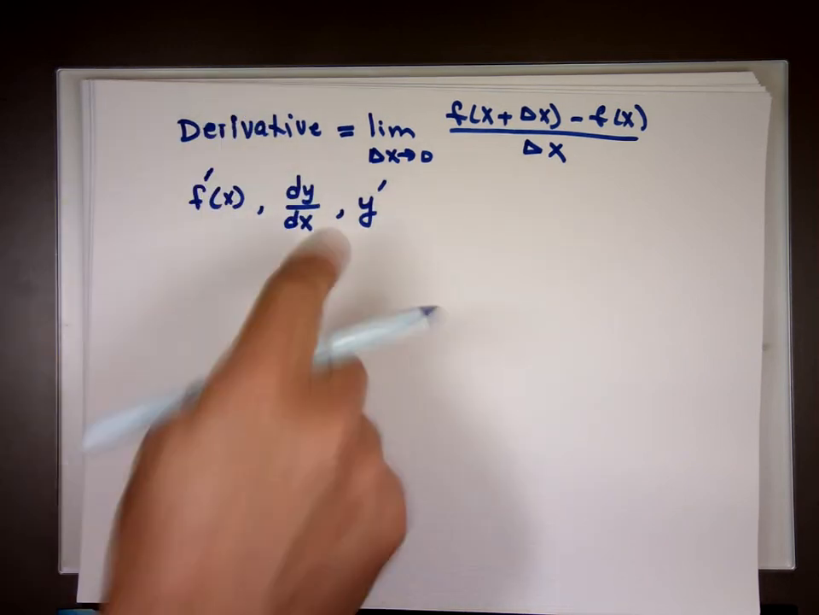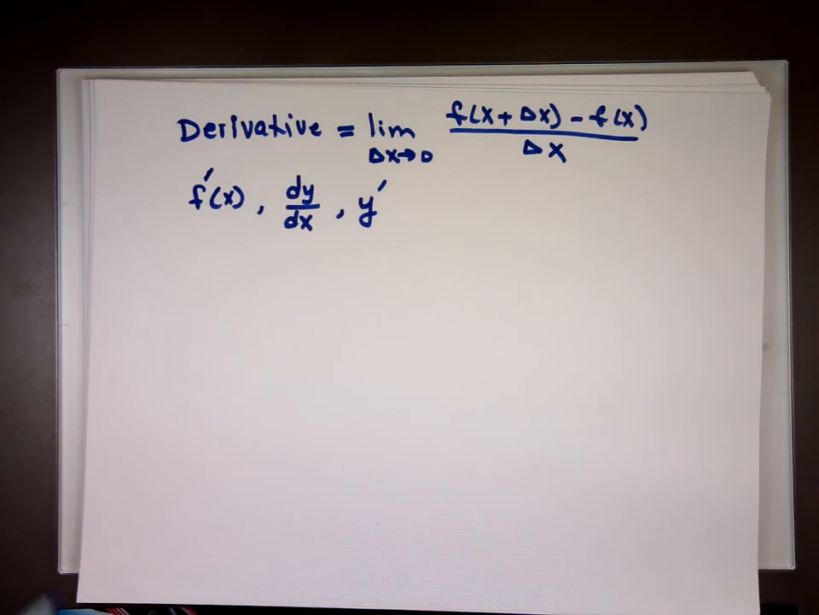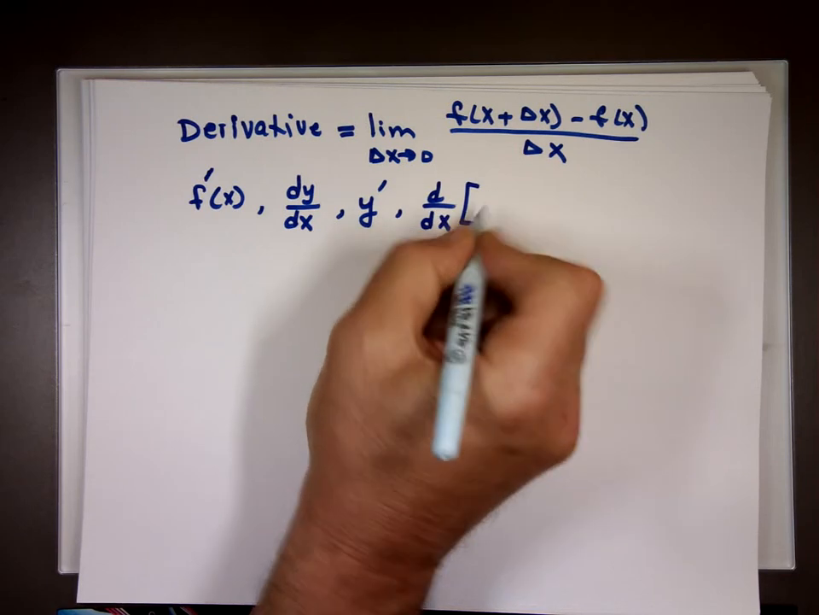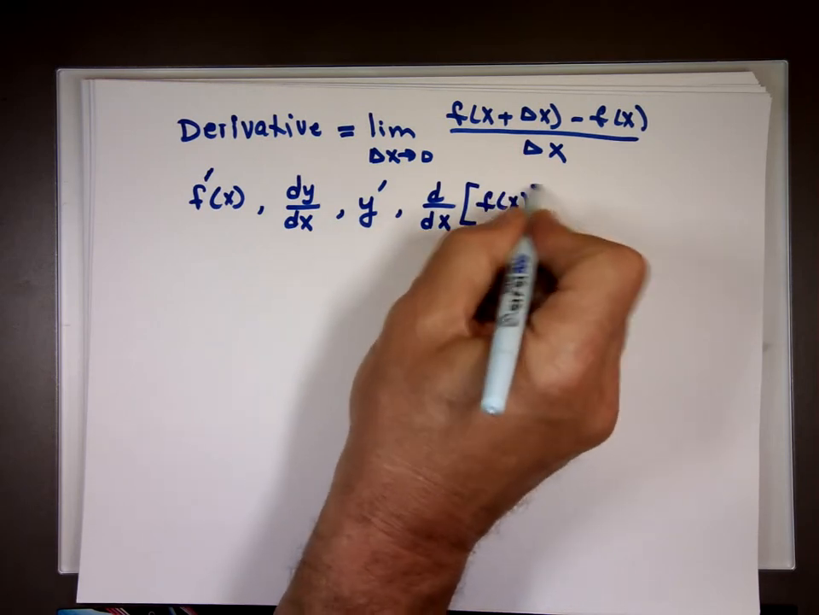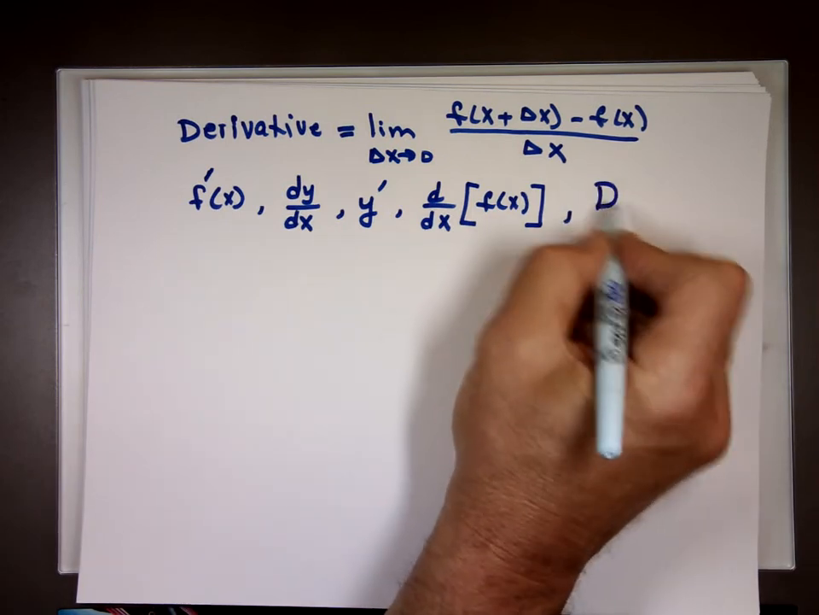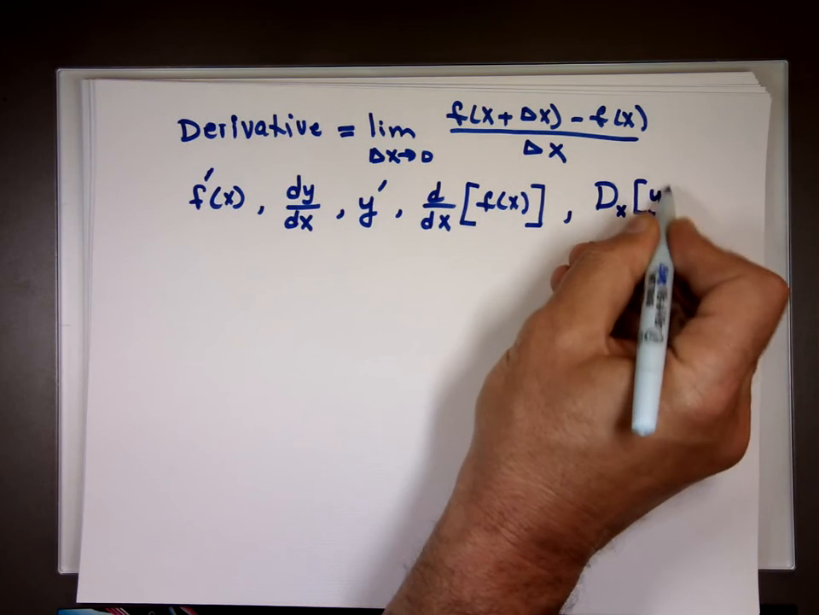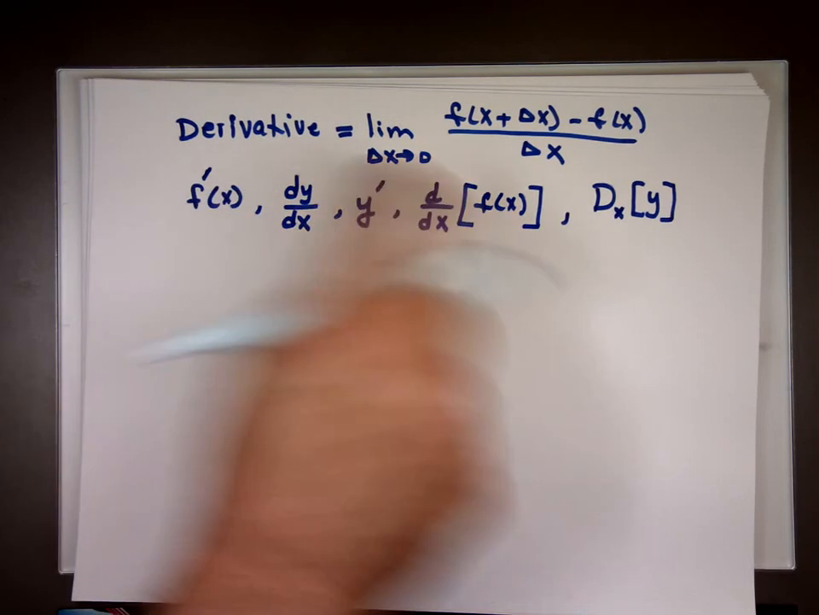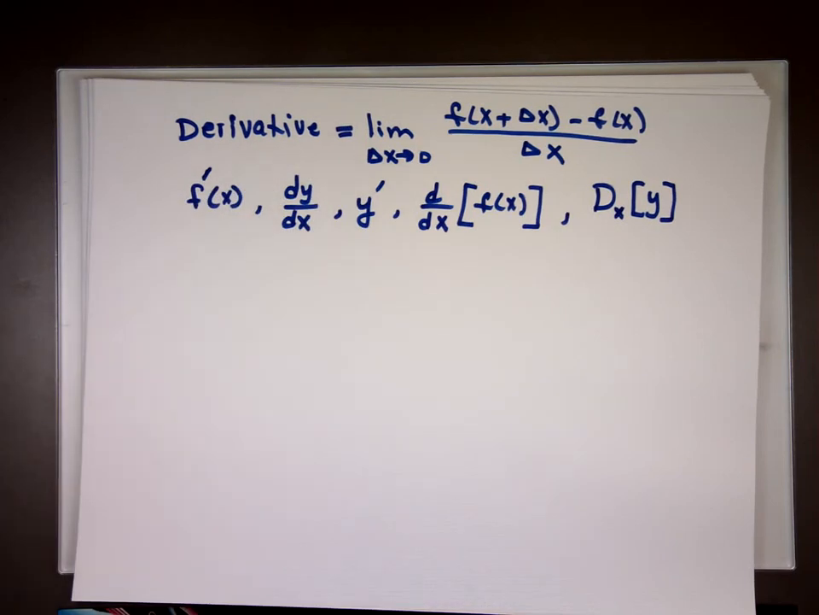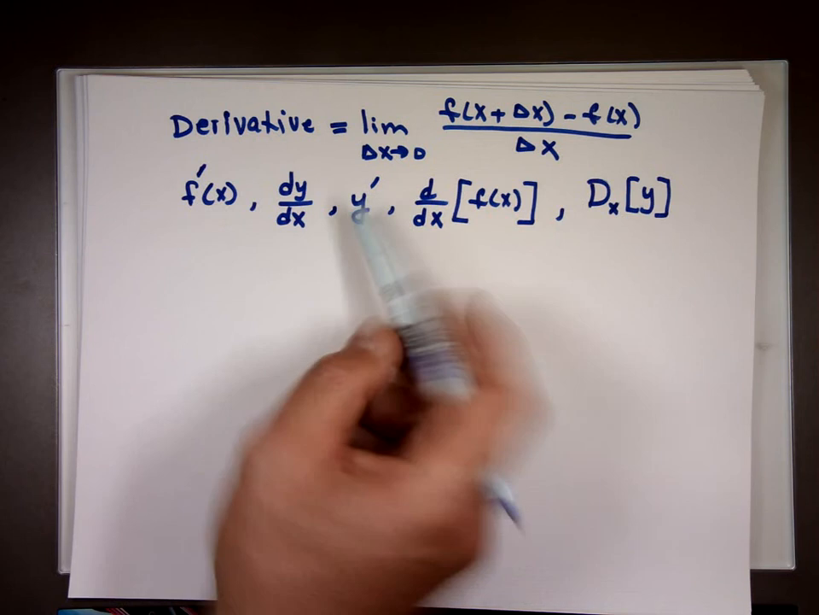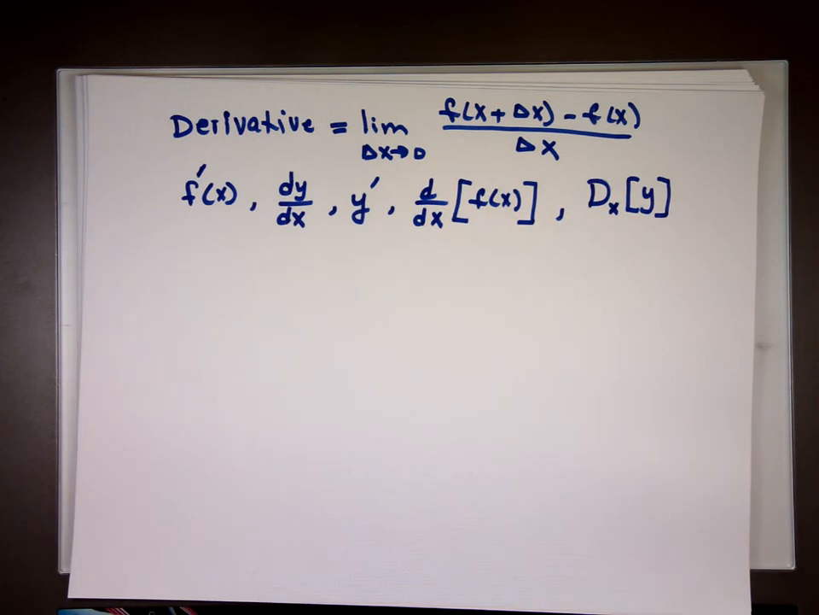Some people write it d dx of f of x. Some people write it this way, capital D of x, square bracket y. So all of these imply find the derivative. Do the 4 steps and find the answer to that. Most common one that's used? Probably out of the 4 of them, the first 3 are very common. You'll see me use them all the time.